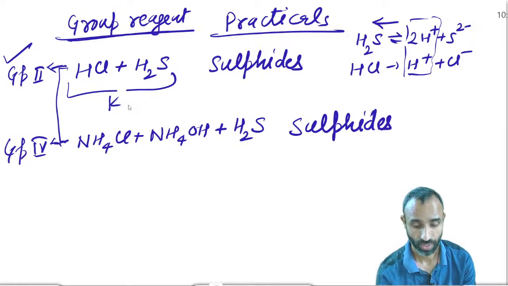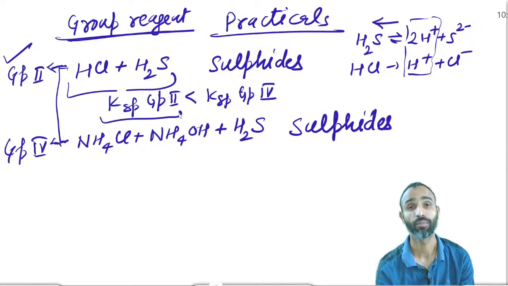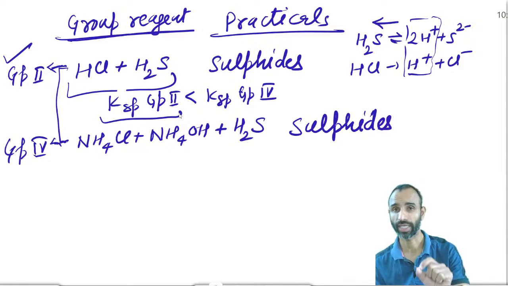Solubility product of group 2 is less than solubility product of group 4. That's why we need fewer sulfide ions. Therefore, for the safe side, we add HCl.